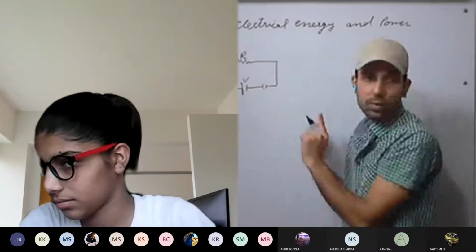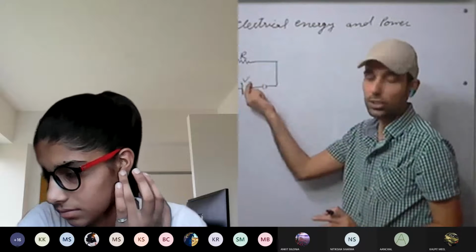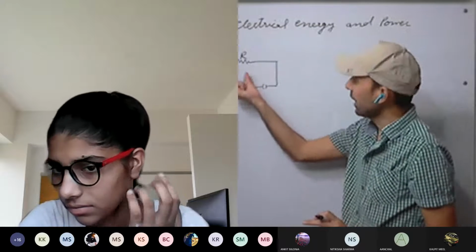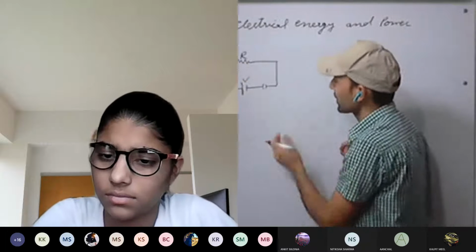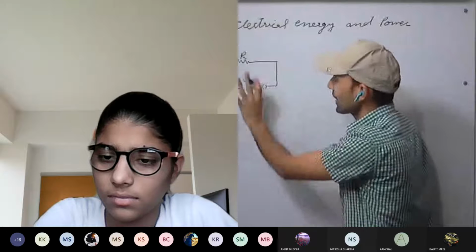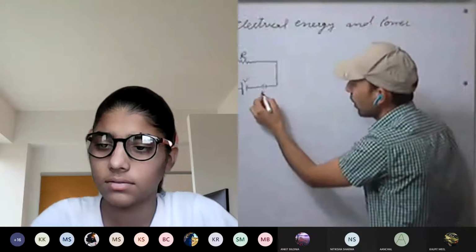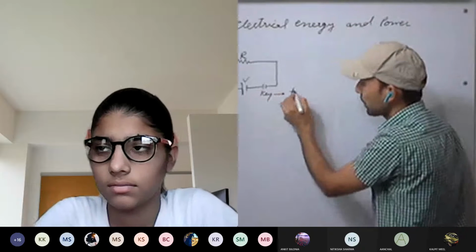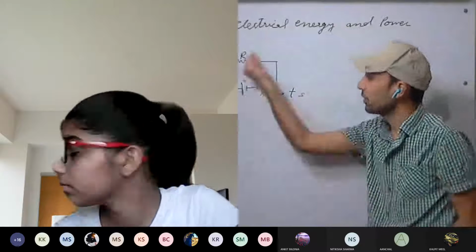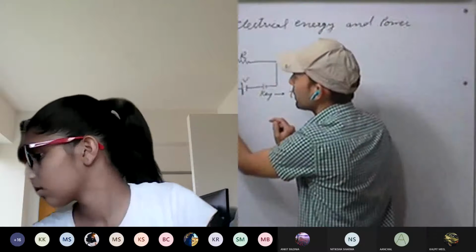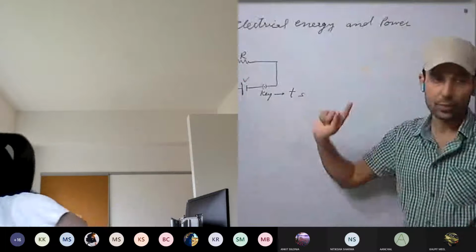Now, when the switch is closed, we have V voltage, that is potential difference, and resistance R connected in series. And when we press the key, for how much time have we pressed it? For example, for T seconds. That means the current will be flowing for T seconds through it.